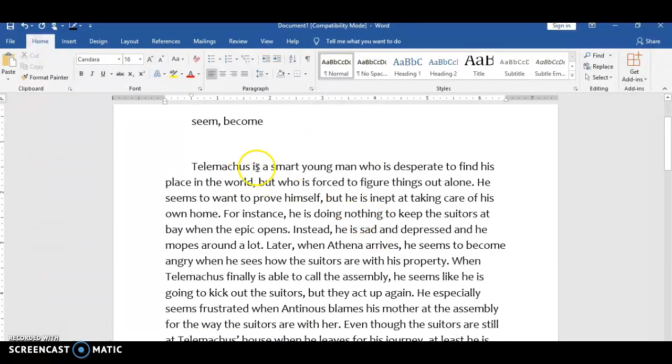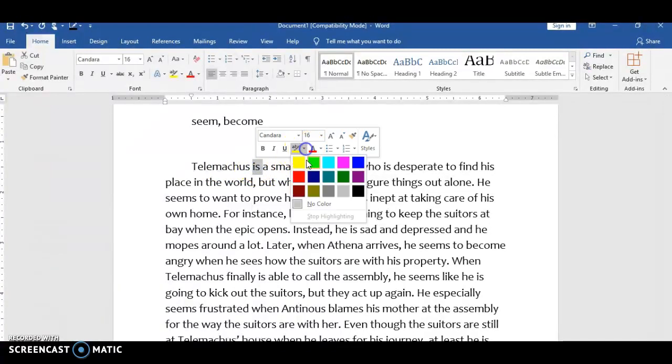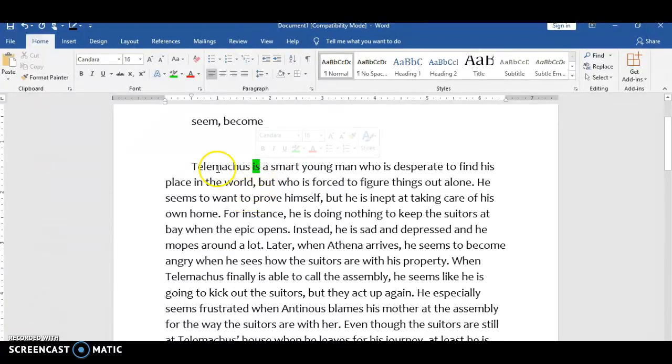So I'm just going to go through and look at them, because sometimes if you have the word is and then a verb after it, then is a helping verb and not a linking verb. But here I have Telemachus is a smart young man. So is in this sentence is definitely a linking verb. So I'm going to mark that. This word is tying Telemachus to the word man. Here's another one, is. So the word is here is tying who to the word desperate.